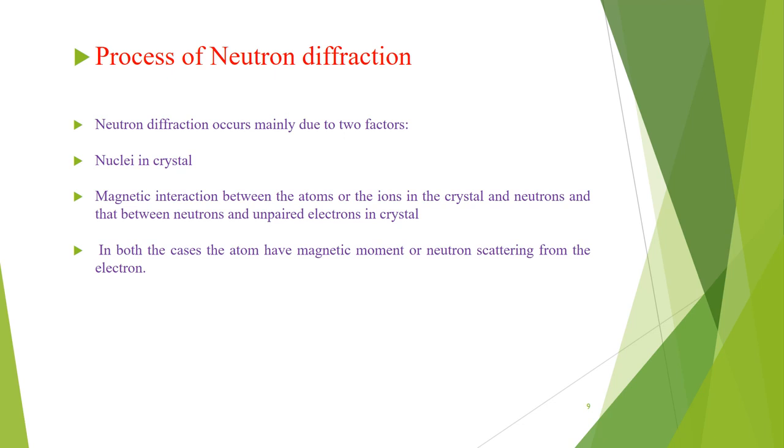So here is the process of neutron diffraction. Neutron diffraction occurs mainly due to two factors. One is the nuclei in the crystal, and the other factor is the magnetic interaction between the atoms or the ions in the crystal and neutrons, and that between neutrons and unpaired electrons in the crystal.